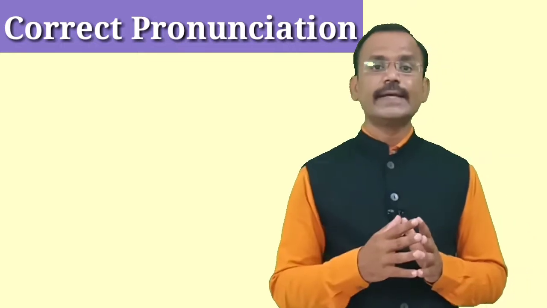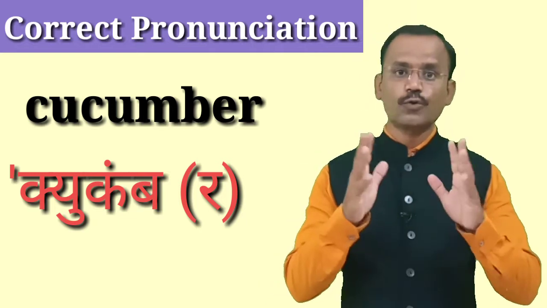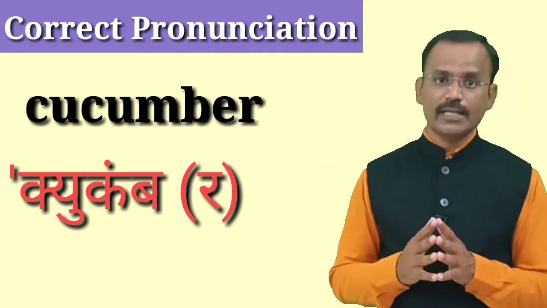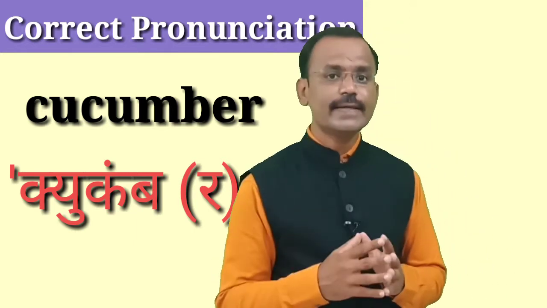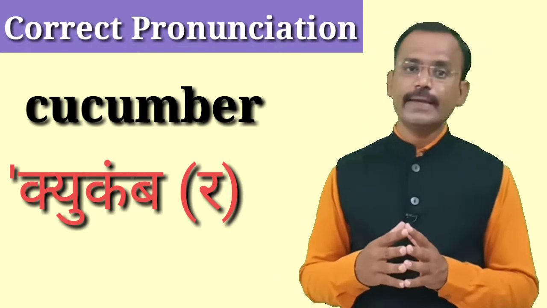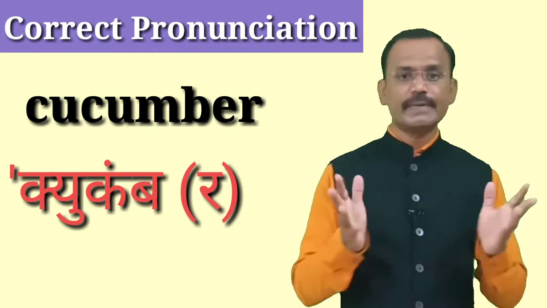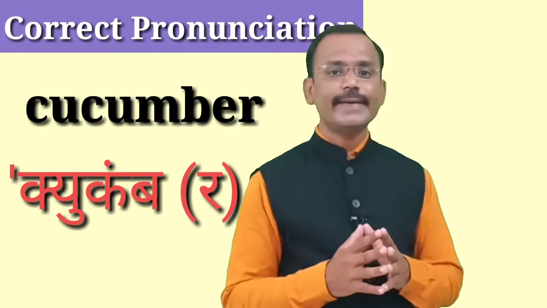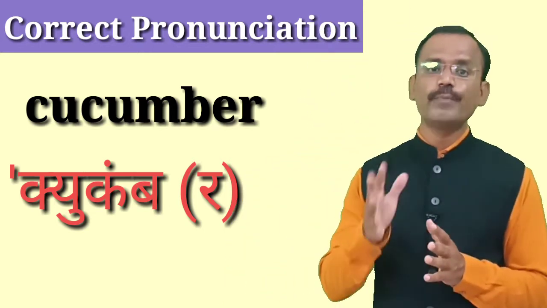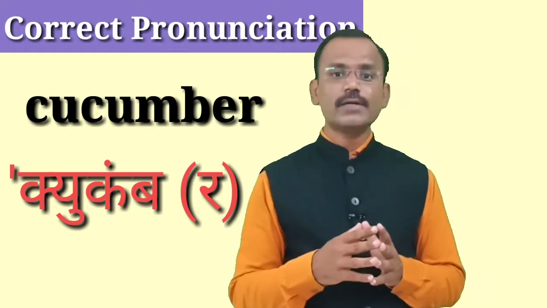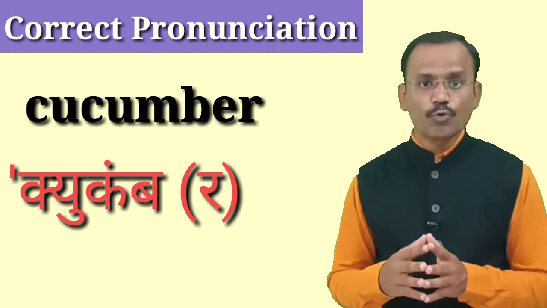The next word is cucumber. Cucumber is a kind of fruit which is eaten by the people. Its spelling is CUCUMBER. It is wrongly pronounced by most of the speakers, but the correct pronunciation is cucumber. Cucumber is correct, the other is wrong. The last r sound is silent.